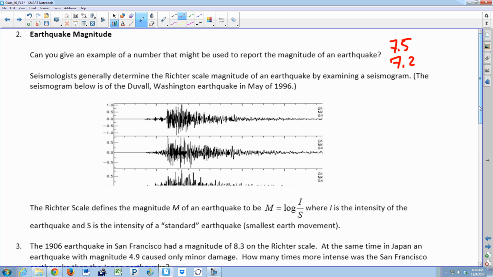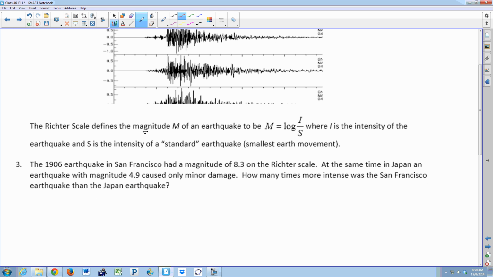Okay, so let's take a look at the mathematics here. The Richter scale defines the magnitude M of an earthquake by this equation: M = log of I divided by S. I is the intensity of the earthquake, and S is the intensity of a standard earthquake. It's like a constant that they use as a comparison. So we're comparing the magnitude by using division here. We compare the intensity of the earthquake at a particular time to the standard intensity, which measures the smallest amount of earth movement.